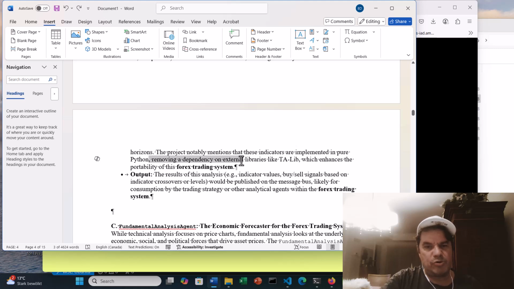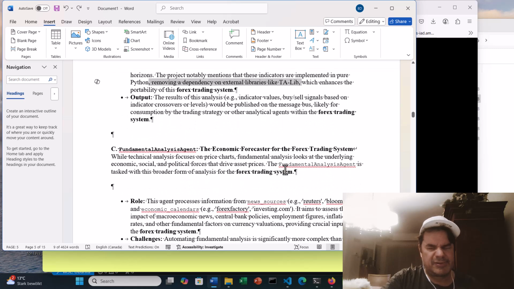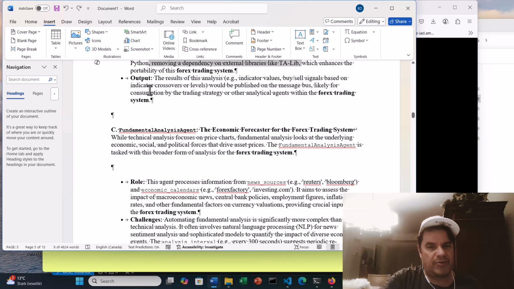So, as I said, we had to remove the dependency library TA-Lib. Because of doing that, there are less complexities, because this is a real pain to work with going across different operating systems. This current setup I have makes it more transportable. The output is an indicator with a buy or sell signal, indicating crossovers and whatnot, and then there's the message bus involved, likely for consumption by the trading strategy and other analytical agents. This is phenomenally well thought out.